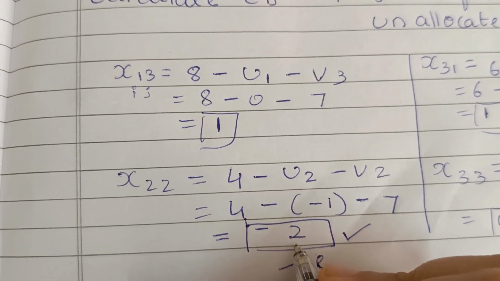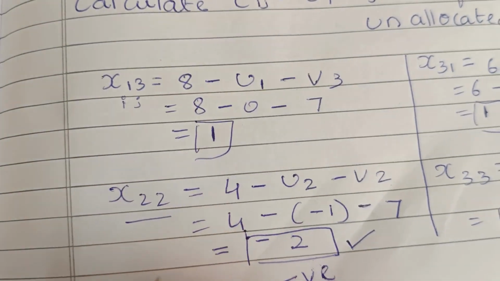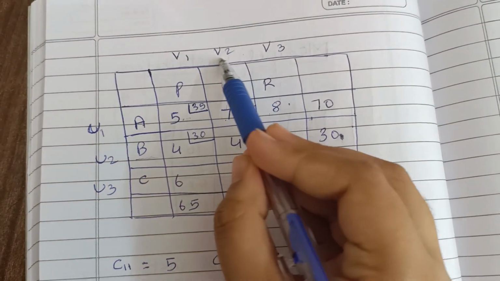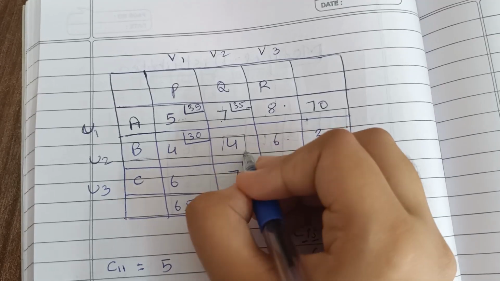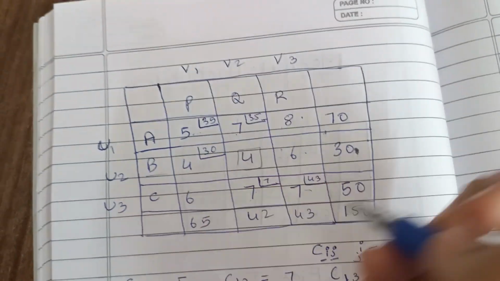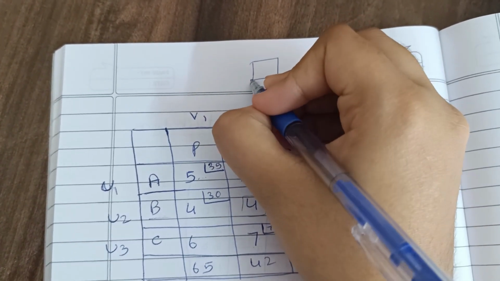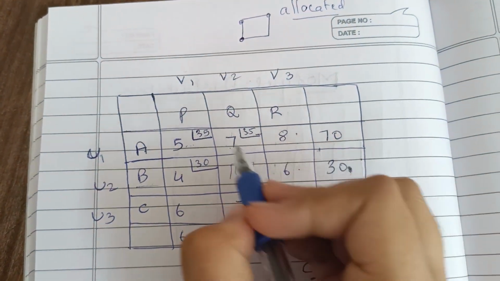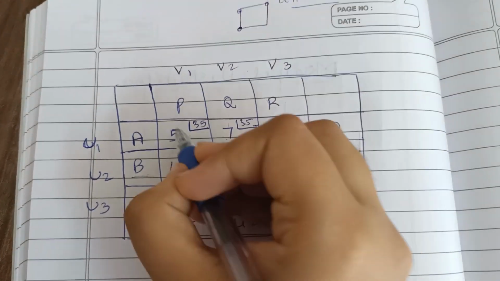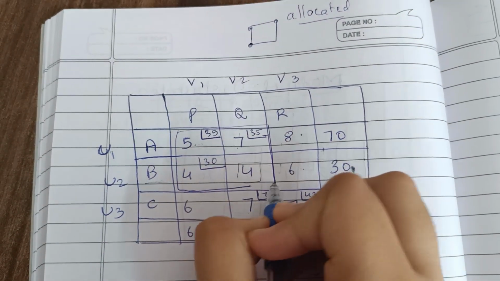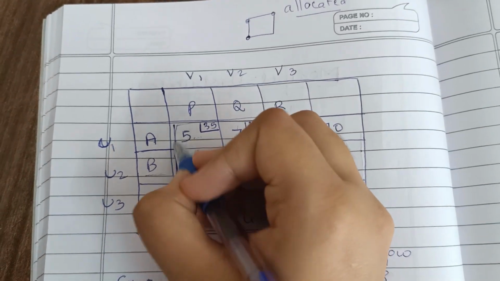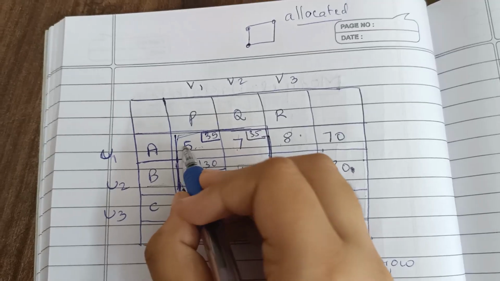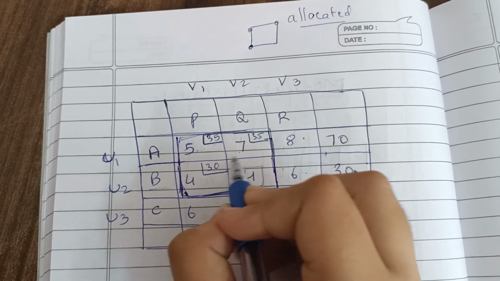We got minus 2 as negative, which is x22. So in the table, x22 falls here, which is the second row and second column. So based on this, form a closed loop, where the corners should be allocated. Hence, when we draw a loop here, the corners, which are 4, 5 and 7, all three are allocated. Hence, this is the closed loop.